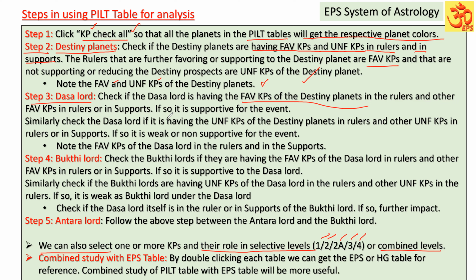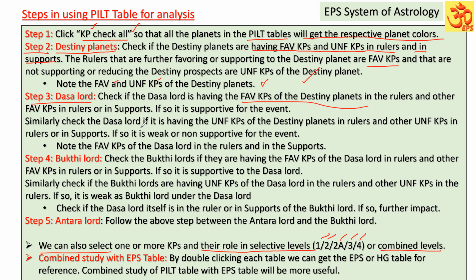It means check the Dasa Lord's rulers. Whether the Dasa Lord's rulers have the favorable key planets of the destiny. The destiny's favorable key planets also play a role in the Dasa Lord, and also other favorable key planets, because we may not have got all the favorable key planets in the destiny, right? If the destiny's favorable key planets are playing, and other favorable key planets also play a role in the Dasa Lord, and are present in supports also, all these things we have to check.